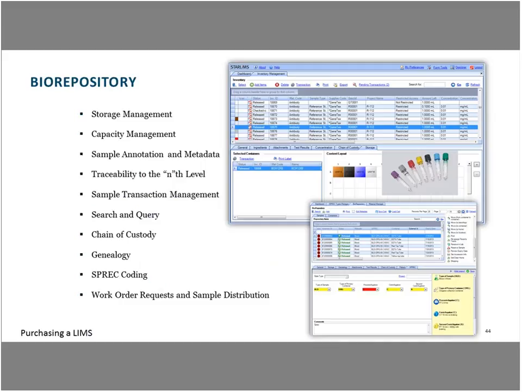Essentially, we're talking about storage management, the management of capacity, the ability to annotate data and metadata, traceability, being able to monitor transactions. Searching and query, of course, is one of the main hallmarks of working with these kinds of applications. Track and chain of custody is not only required in many cases, but it's very nice to know where samples are in the whole process as they move around. Of course, diving a little bit deeper into the genealogy, barcoding, being able to issue work order requests and sample distribution are all key to biorepository functionality.